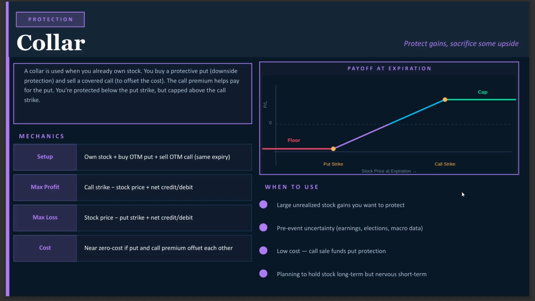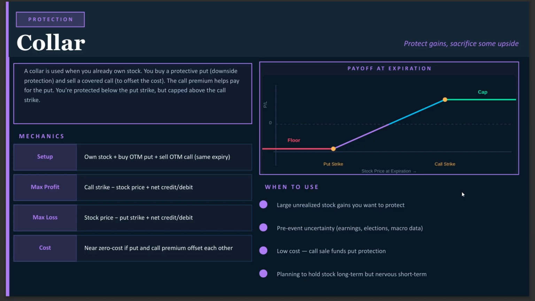This strategy is best suited for stocks that are near all-time highs. Typically, all-time highs follow more all-time highs, but in this instance, if you want to protect your downside in the near term, you could sell a covered call well above an all-time high and then buy a put below where the current price is to protect yourself. So in the event that there's earnings, macro data, the Iran war, if you want to protect any downside on stocks that are near all-time highs, this is probably how I would approach it.